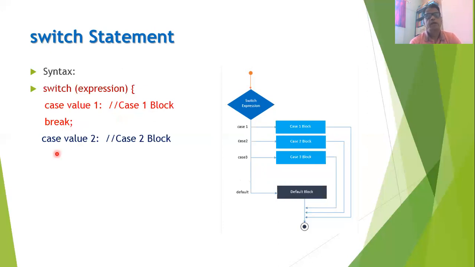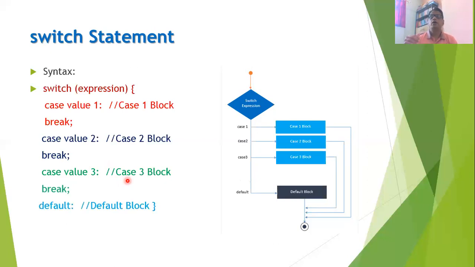Similarly, we can write another case, with case value 2. So if this expression returns a value 2, then this block of statements will be executed. And again, you can put a break over here. Now this break statement will transfer the control of execution outside the switch statement. Similarly, you can put another case, say for case value 3, and then write the case 3 block of statements. In this way, you can continue to write n number of cases.